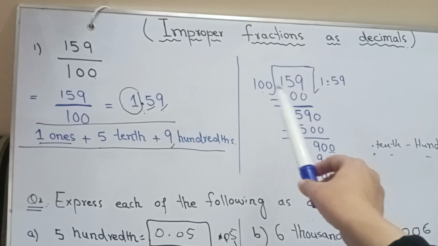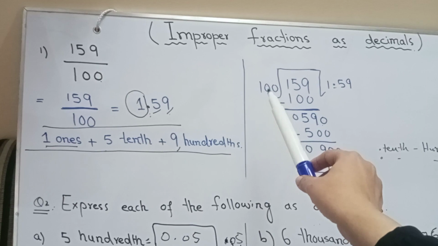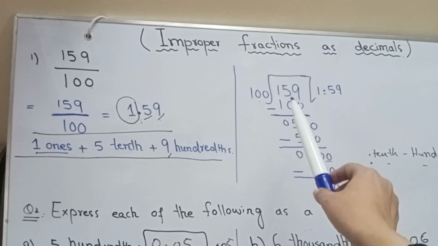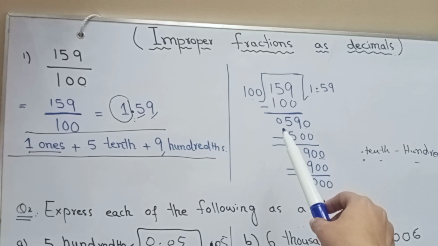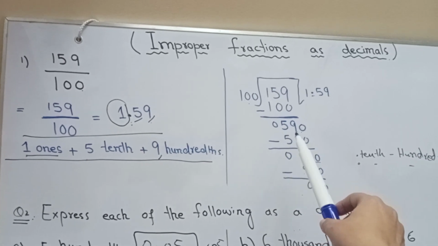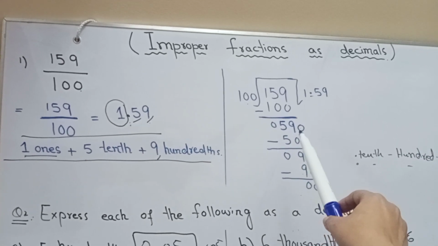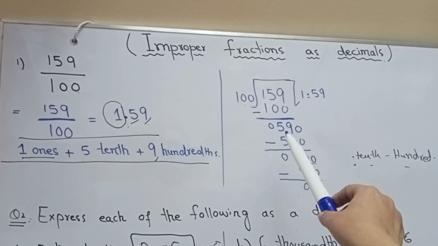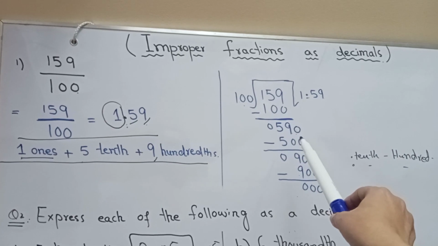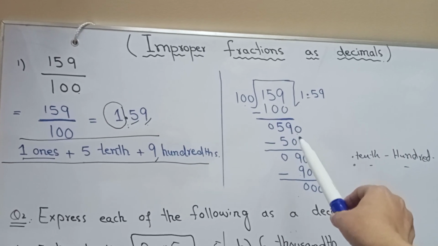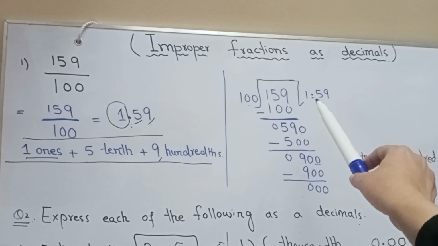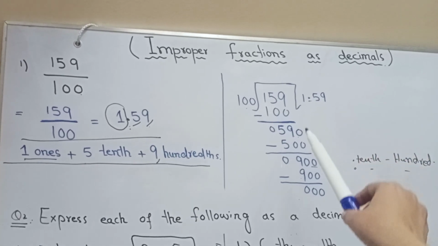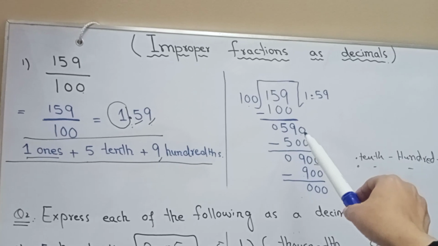How do you have to divide? It can be divided by 100 one time. 1 minus 1 is 0, and 9 minus 0 is 9, 5. Now we have 59, so there is a need of 100. That means it has only units and tens. There is a need to make it 100. How can we make it 100? We take a point here and we can consider a 0.